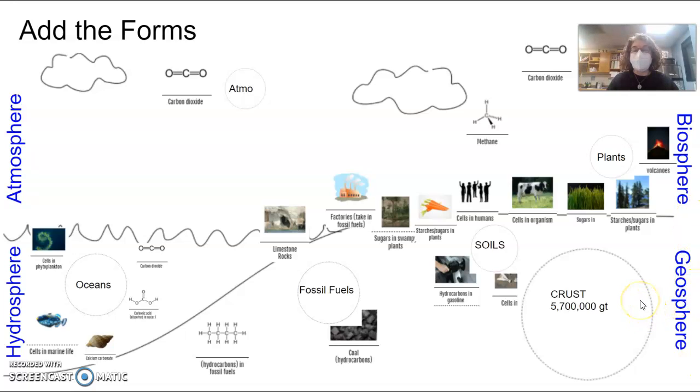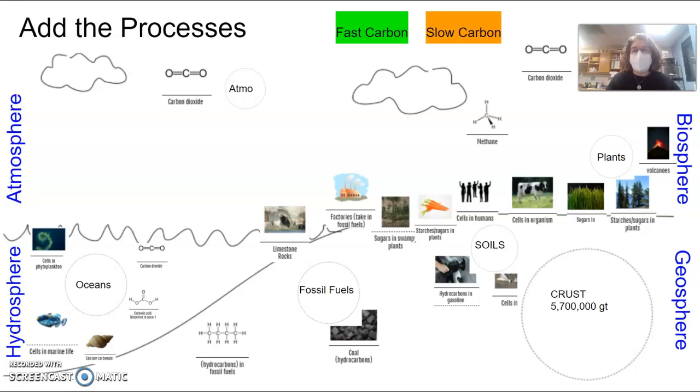You should have put in place the major reservoirs where carbon is found: the crust, the soils, fossil fuels, oceans, the atmosphere, and plants. And then you should have multiple representations of the different forms carbon takes in each of those reservoirs. What you're going to be adding next is the rate at which carbon moves from one place to another. And we're going to call those steps processes.